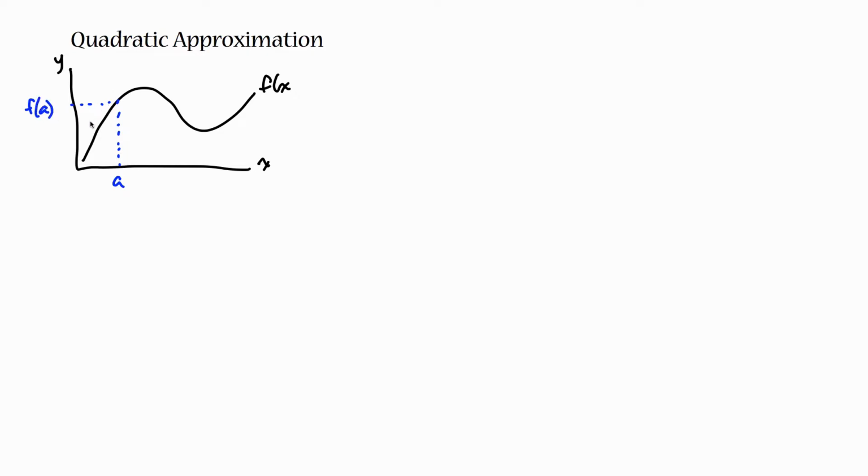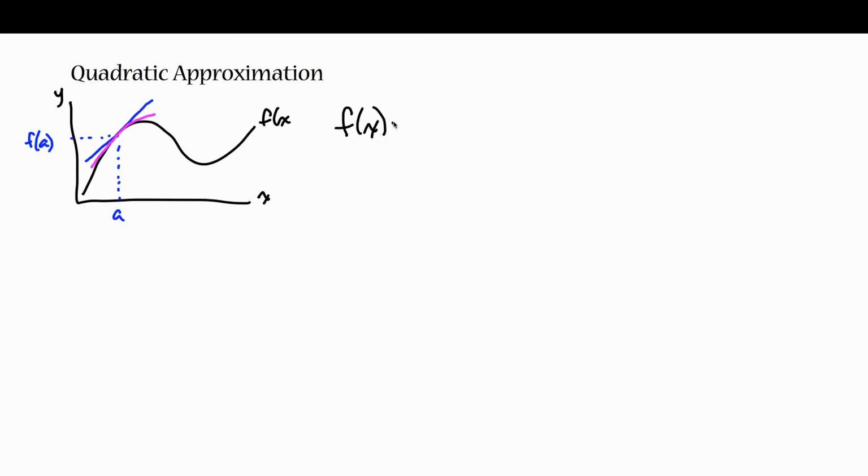Then the linear approximation is the tangent line to the curve, but we want to do one better. We want to get a curvy-looking approximation that has second derivatives that give it the same concavity as the original function, so that it stays closer to the original function for a bigger interval around a.